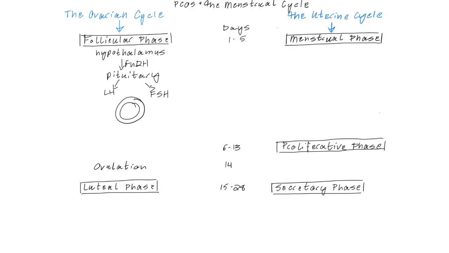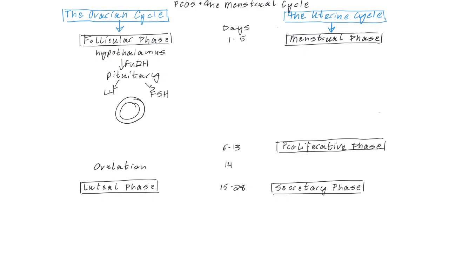So the menstrual cycle is actually made up of two separate but simultaneously occurring cycles. One is happening in the ovaries and it's called the ovarian cycle. And one is happening in the uterus and it's called the uterine cycle. And hormones from the ovaries actually impact the uterine cycle.